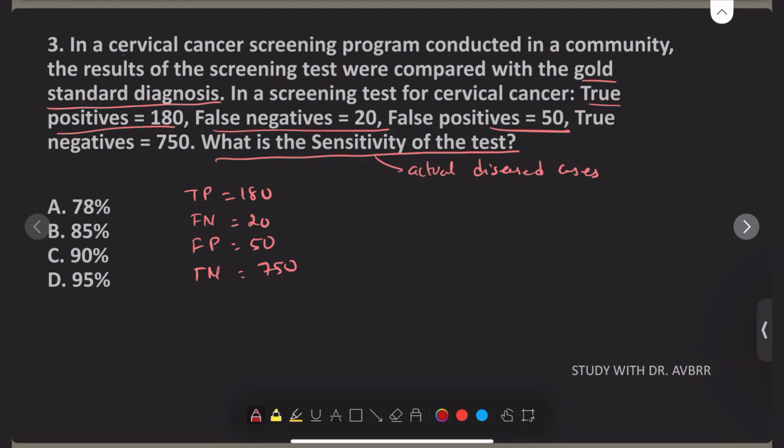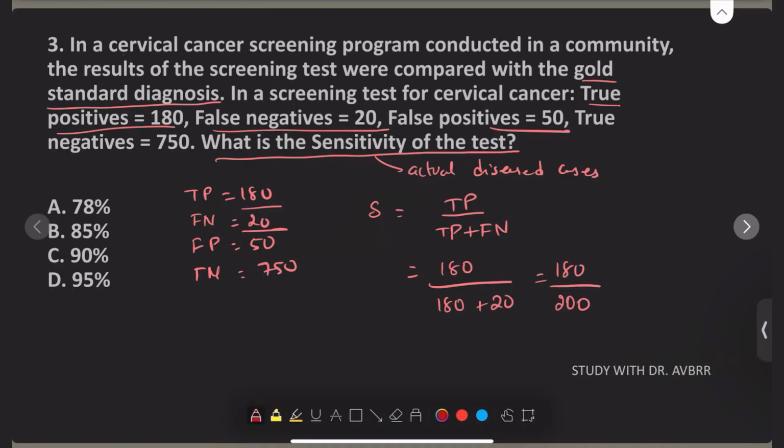So let's write down the formula for sensitivity. True positive by true positive plus false negative. So we need to know that we are calculating the actual diseased cases. So true positive by true positive plus false negative. The true positive value is 180, by 180 plus, what is the false negative value? 20. 180 by 200.